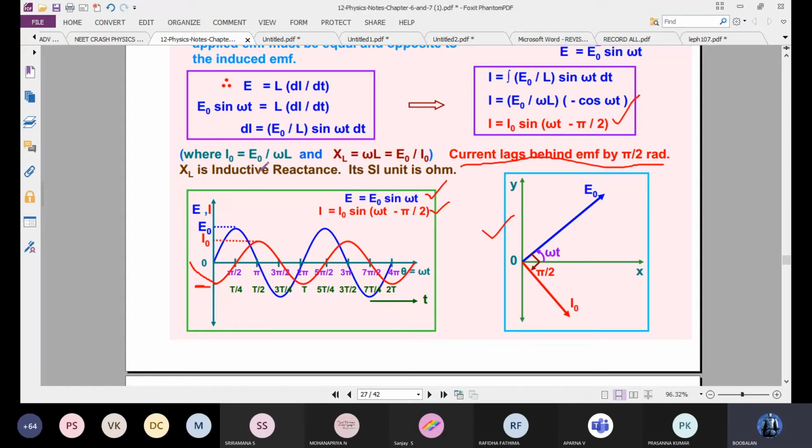So XL means inductive reactance. The formula is XL equals omega L, which is E naught by I naught.